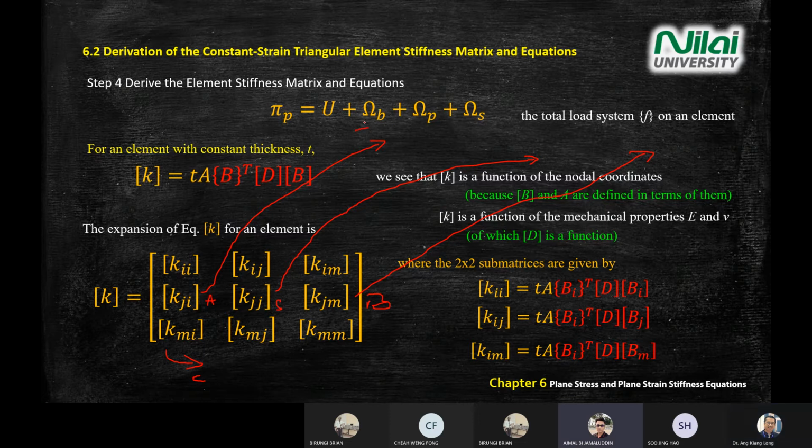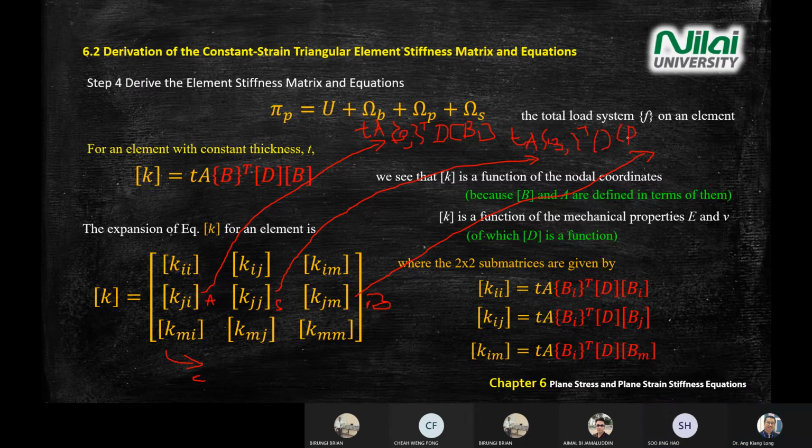KJI equals T A times BJ transpose, D, and then BI. Correct. Okay, means that you understand. All right, Sue, how do you calculate KJJ? Thickness times area times BJ transpose times D times BJ. Correct.